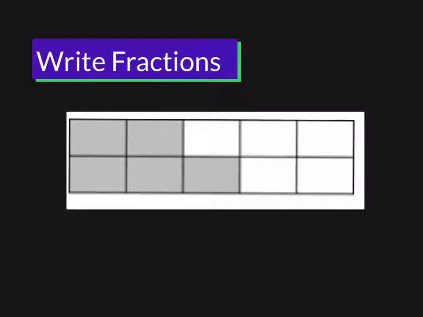So now we're going to write another fraction to show what part of these boxes is shaded. First we have to know how many pieces there are altogether. So there's 1, 2, 3, 4, 5, 6, 7, 8, 9, 10. So that's the denominator. And 1, 2, 3, 4, 5 are shaded. So 5/10 of the boxes are shaded.